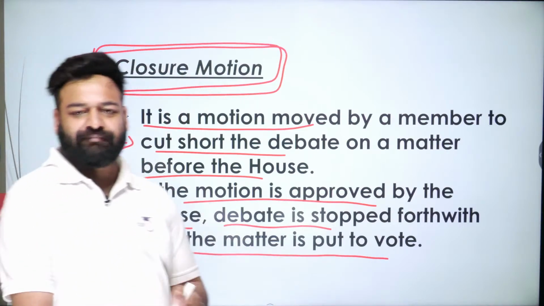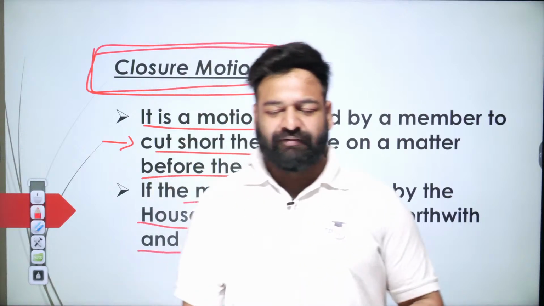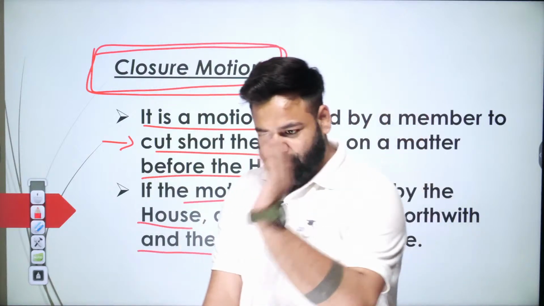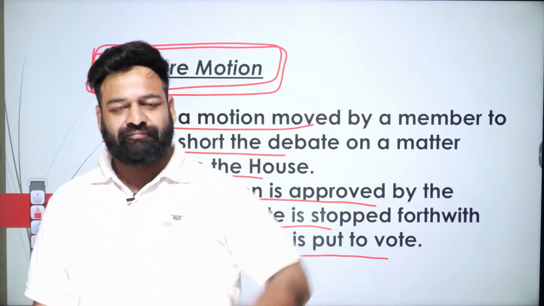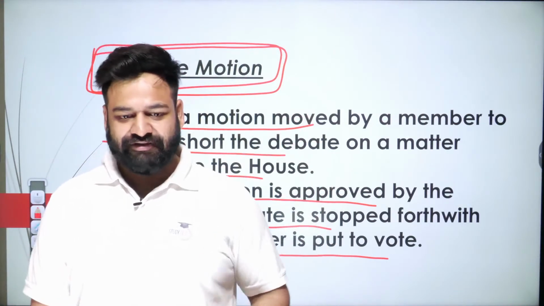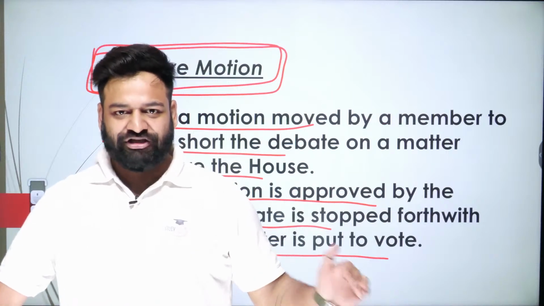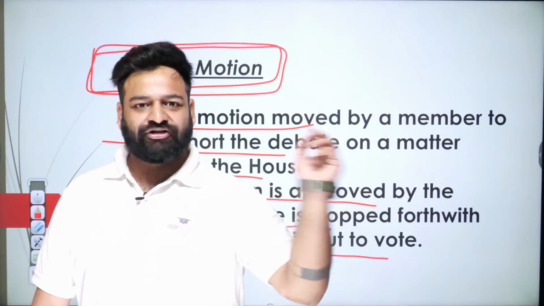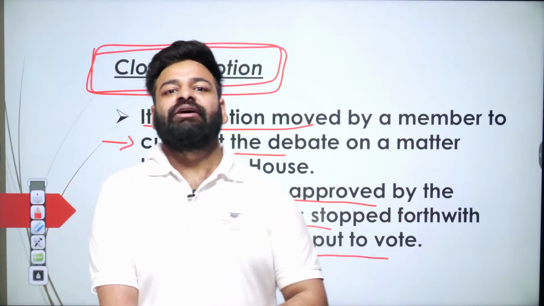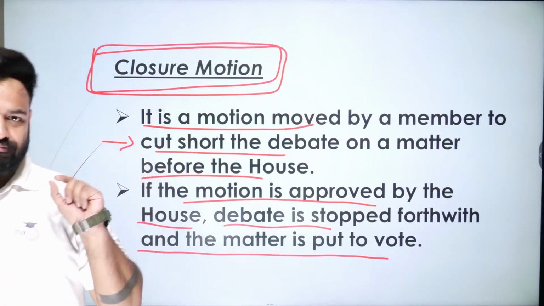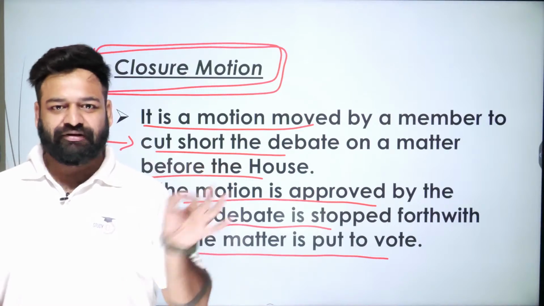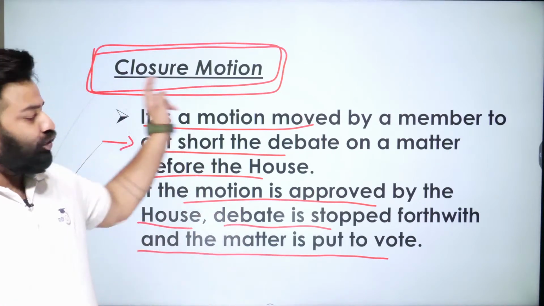So this is what? Closure. Let's say for example, two of your friends, they are debating on a matter. Then you step in between. What is this? Such a long debate, too much long of the debate, guys. Now cut it. Cut the discussion, cut the debate. Now let's decide who is right and who is wrong. Okay. So when you are demanding to cut the time of the discussion or the debate, that is what is known as the closure motion.